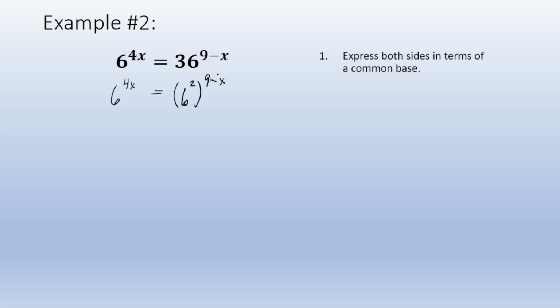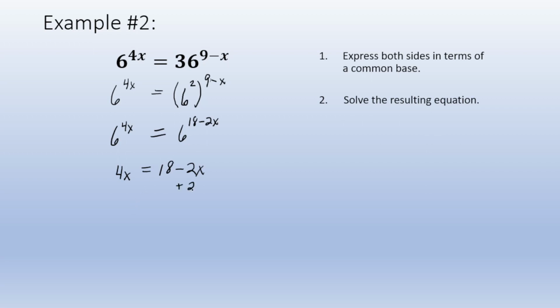Now on the right side, we should also do some simplification. We can apply the power property of exponents. We multiply the 2 by the 9 minus x, and that gives us 6 to the 18 minus 2x power. Now you want to make sure that you do that part before we set the exponents equal to each other. We can apply the property, set the exponents equal to each other. 4x equals 18 minus 2x, and then solve the resulting equation. Add 2x to both sides to get 6x equals 18, and then divide both sides by 6 to get our solution of x equals 3.